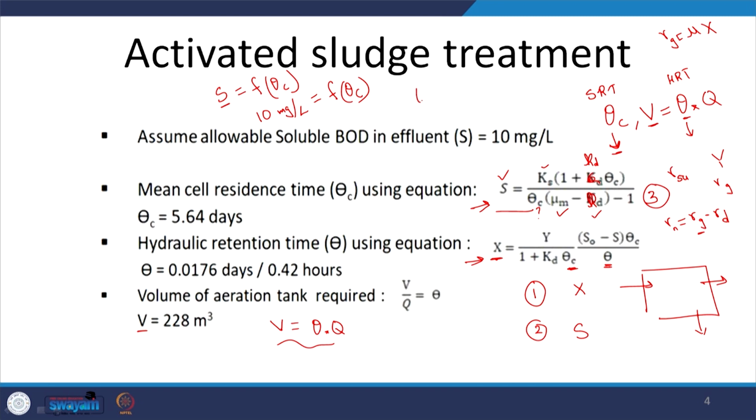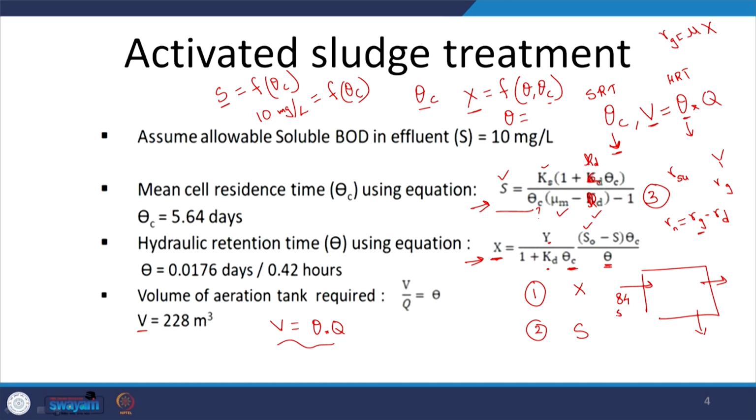So, from this I can calculate theta c, and I know that x, there is an equation where x is a function of theta and theta c. So, since I already have theta c and I have x and theta c, so I can calculate theta. Let us say x is there, MLVSS or MLSS. So, yield is given, Kd is given, theta c we just calculated. S naught is what, 84 milligrams per liter, what is coming into the system, that is 84.